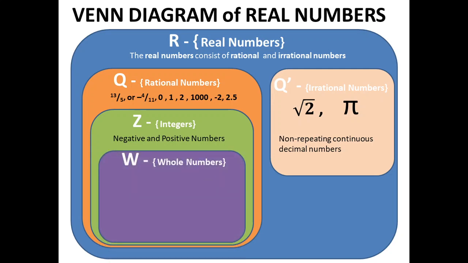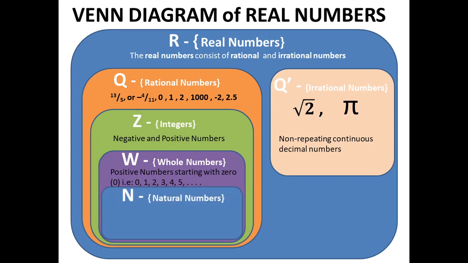And also here, under integers, we have whole numbers. We all know that whole numbers are the positive numbers that start with 0. So for example, we have 0, 1, 2, 3, 4, 5, and so on. Those are our whole numbers. Based on this illustration, whole numbers are a subset of Z, which is the integers, and also a subset of Q, which is our rational numbers.